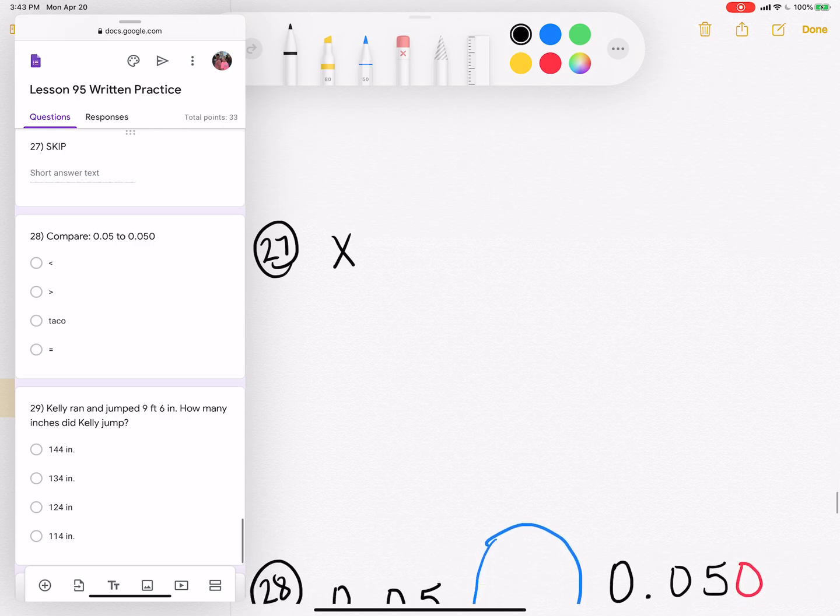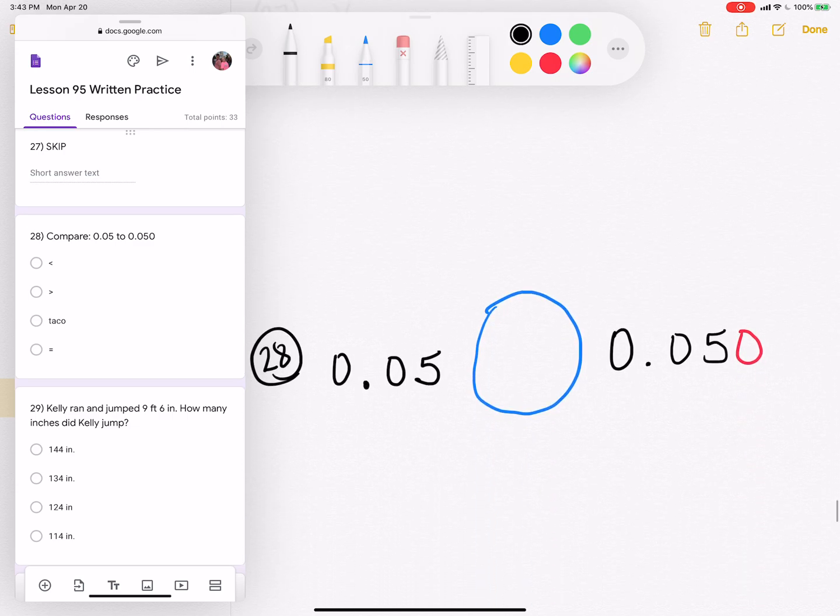27 we're skipping. On number 28, this is a big question. Does this 0 change the value? We've talked about that a little bit. The answer is no. These two numbers are equal. 500ths and 500ths. Okay? It's exactly the same.